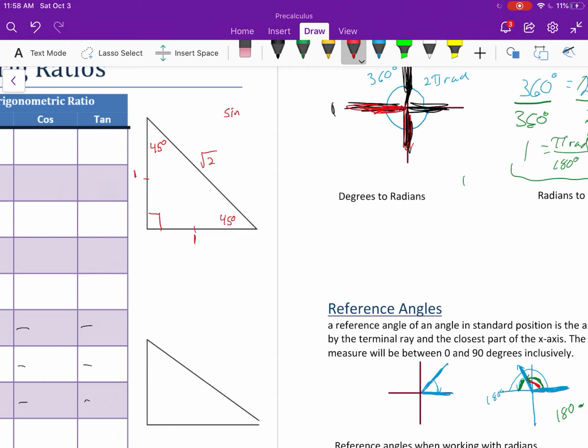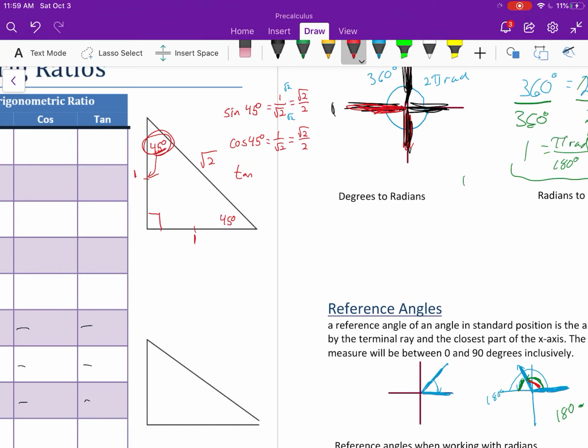And so we can find sine of 45. Looking at this 45 degree angle, opposite is 1 over hypotenuse, which is root 2. So 1 over root 2, in proper radical form, would be root 2 over 2. Just so you remember, we would multiply top and bottom by root 2 to change it to that form. Next, we can find the cosine of 45. Still looking at this, it's adjacent over hypotenuse, so 1 over root 2, which is exactly the same as sine. That's also root 2 over 2.